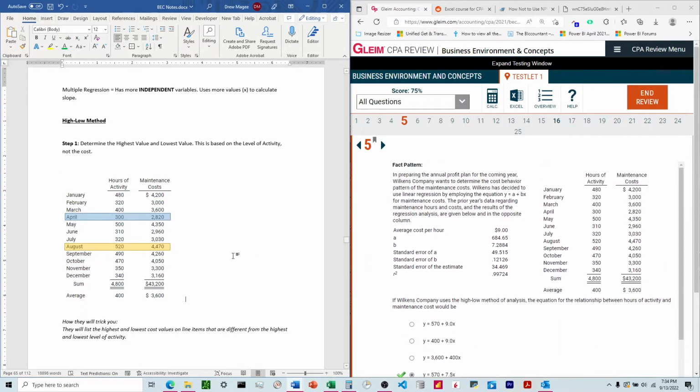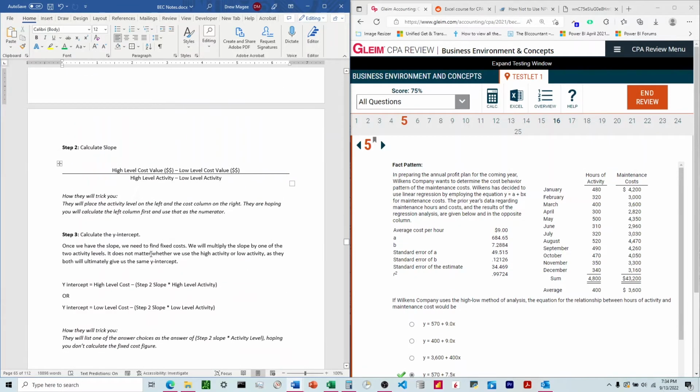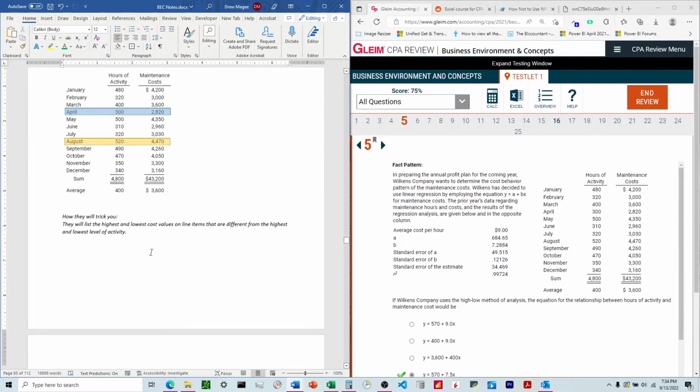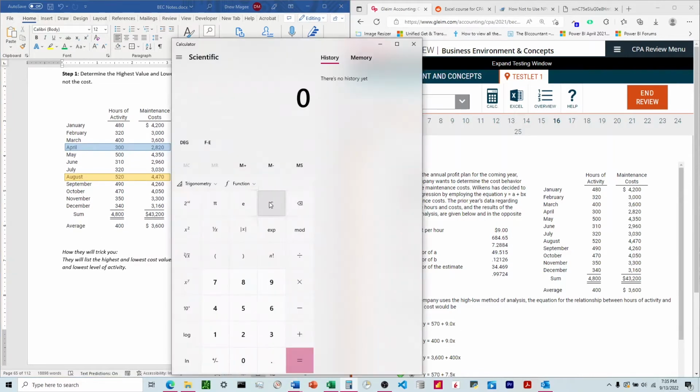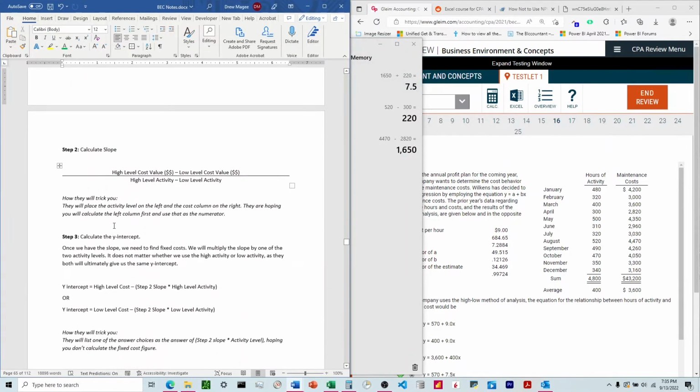The second step down here is now to calculate the slope based on those two values that we identified. So we're going to do 4470 minus 2820. It's going to give us 1650. And then 520 minus 300, that'll give us 220. So we've started with the cost over here on the right side, and we've done the hours of activity second. Now we're going to take 1650 in cost in the numerator, 220 in the denominator. That gives us a slope of 7.5. And so that completes step 2.